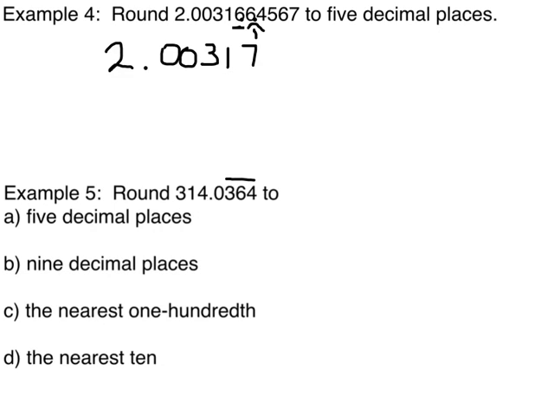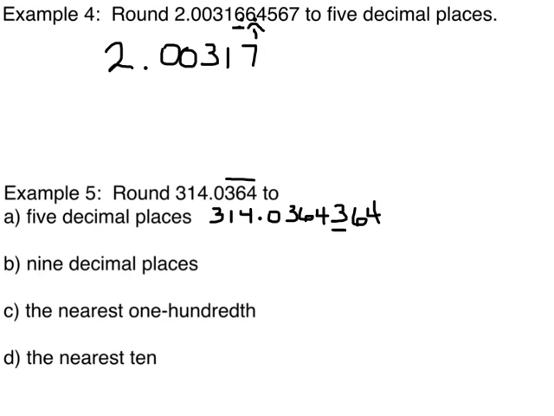Example 5 has 4 parts. It deals with the same number. And notice that the last 3 digits here have that line over the top, and you remember that that means those 3 repeat. All right, so A says to round this to 5 decimal places. If these repeat, 3, 6, and 4, then it would be 314.0364364. Okay, so I've got to go 5 places after the decimal. That is 1, 2, 3, 4, 5.